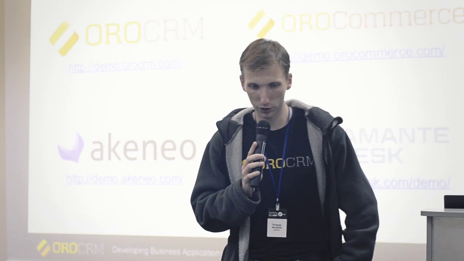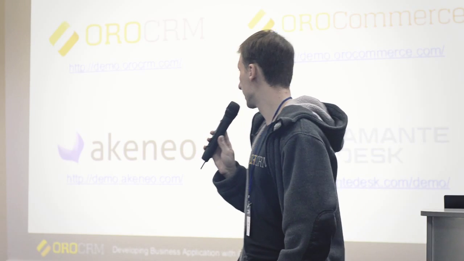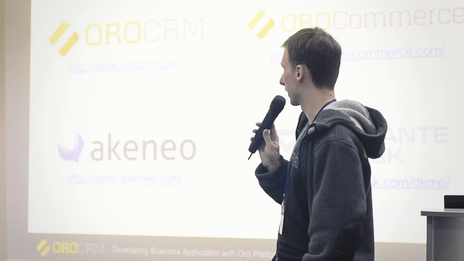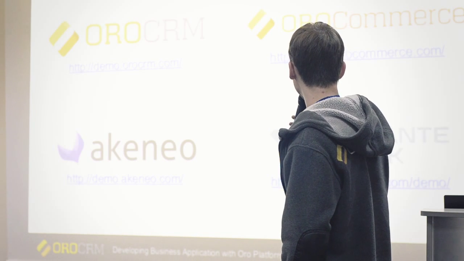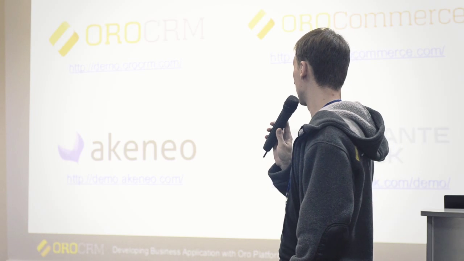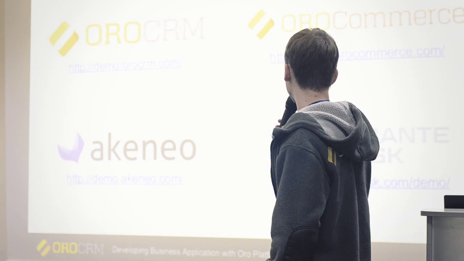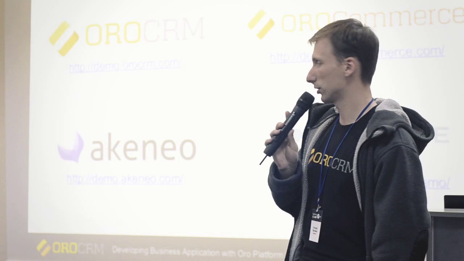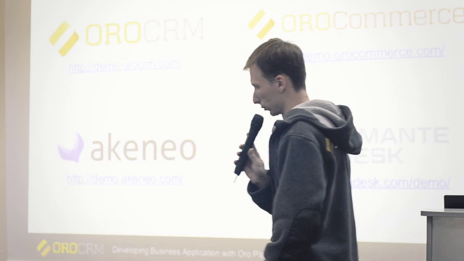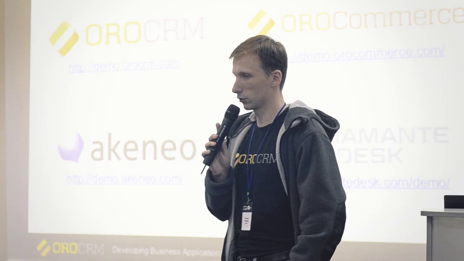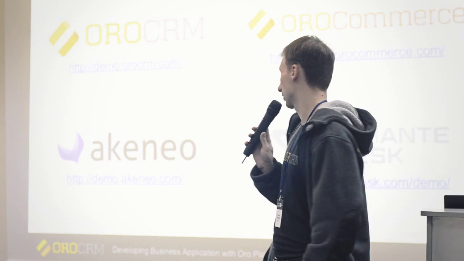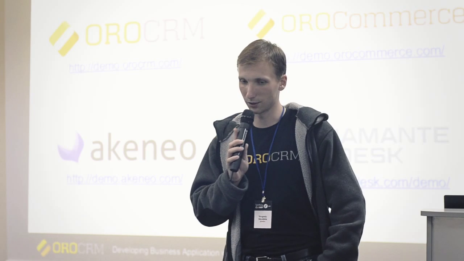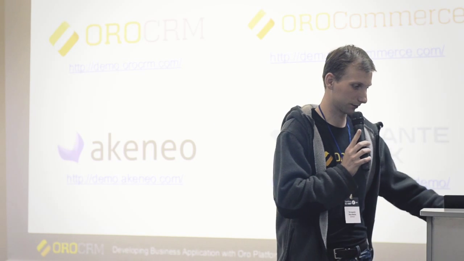There are several applications built on the Aura platform. These are the most popular right now. There are two applications built by our company: Aura CRM and Aura Commerce. Aura CRM is now at 1.9 community version. Aura Commerce had an alpha release, I believe, several weeks ago. And also there is Unopim, already mentioned today, a product information management tool that provides an easy way to manipulate product attributes, product information, catalog information, etc. And Diamond Desk is a ticketing system that provides an easy way to support some business with some problems.